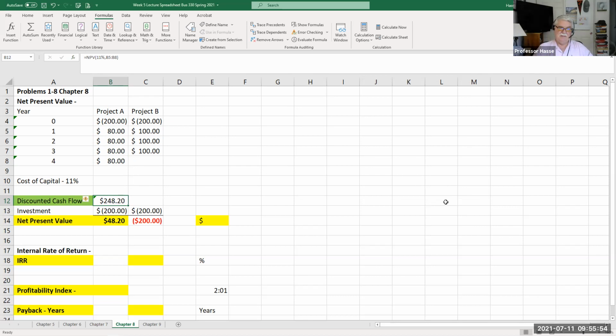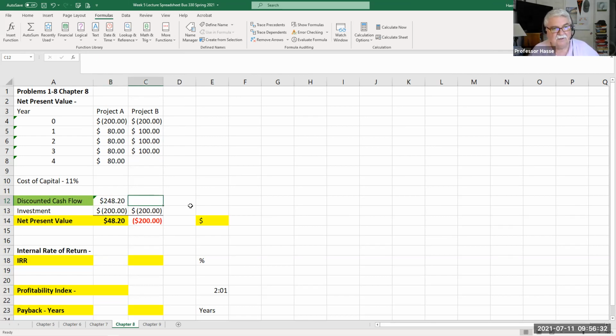$248.20. In other words, $320 received over the next 4 years, discounted back at our cost of money, 11%, is worth $248.20 today. Compare that to how much we're spending, and our net present value is positive $48.20. And that's a good thing. We're making money. We're making $320, but discount that back at the cost of money, take out the interest and compare it to the investment, we're making $48.20.